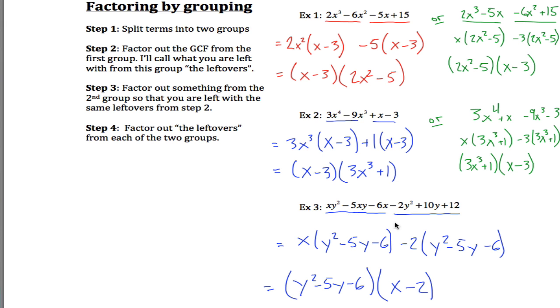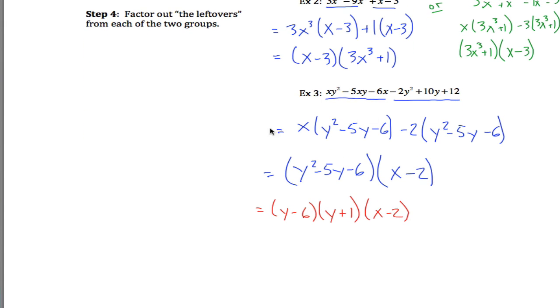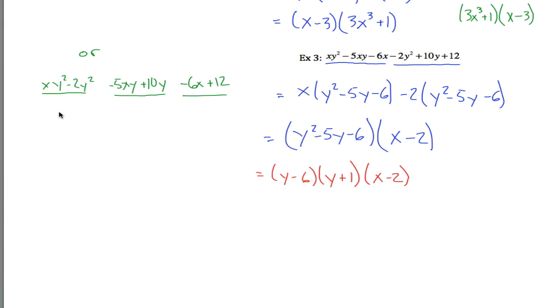Turns out this one you could even group into 3 groups of 2. Sure, why not? I'll show you that. Again, this is all bonus stuff, not things you have to do. But if we had grouped this as xy squared minus 2y squared, minus 5xy plus 10y, minus 6x plus 12, if we had made this 3 groups, we can still use our method. We can look for the greatest common factor here. In this case, it looks like it's y squared. And if I pull out a y squared, I'm left with x minus 2.